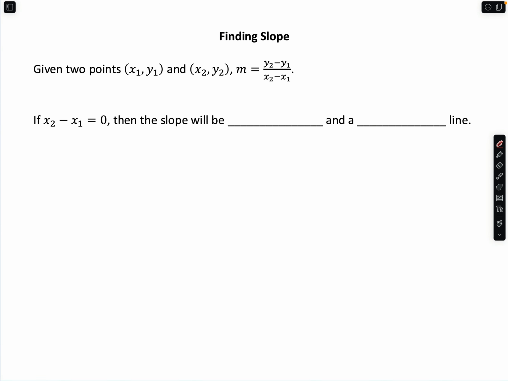In this video, we're going to be looking at linear equations, the different forms of linear equations, and how to write the equations of lines. So before we can really talk about writing an equation of a line, first we need to be able to identify the slope of a line.